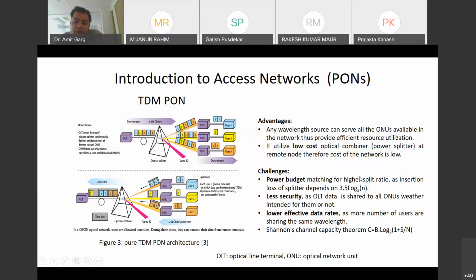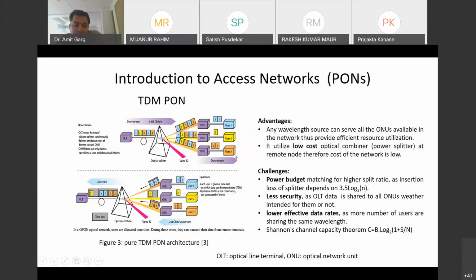But nowadays, with the advancement in design technology, we may have optical splitters with lower losses, but not less than 3 log of 2n. 3 log of 2n must be the ideal. So it may be 3.1 or 3.2.